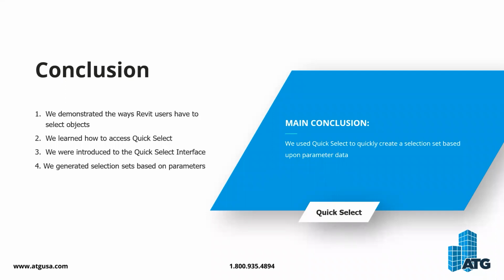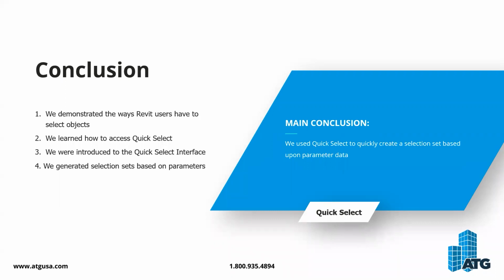We also learned how to access Quick Select. If you download the trial, just Google ATG USA CTC BIM Project Suite trial. That's a long mouthful there. You'll be able to get a 14-day trial of the CTC BIM Project Suite tools, which includes Quick Select, which you'll be able to continue to use well beyond 14 days.